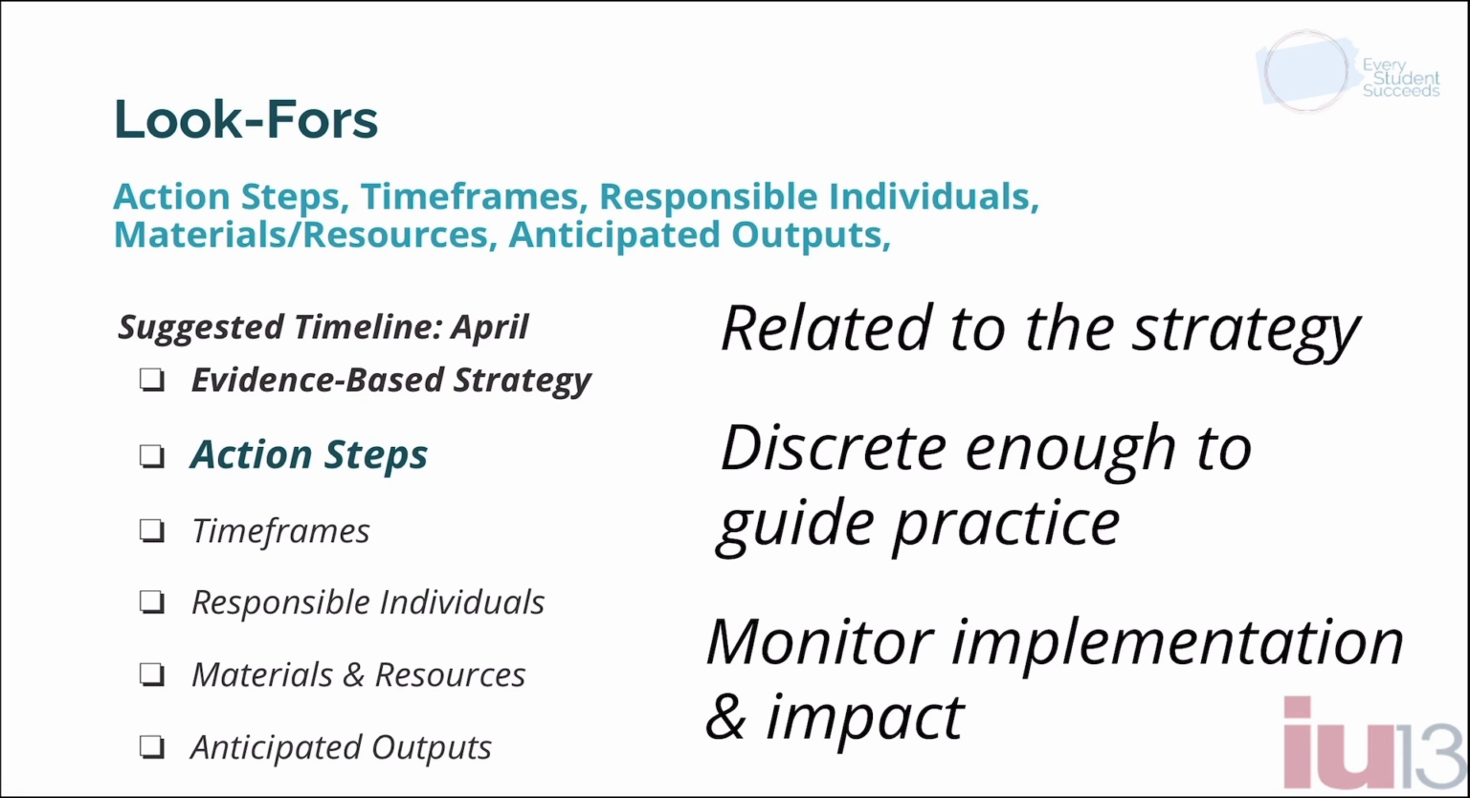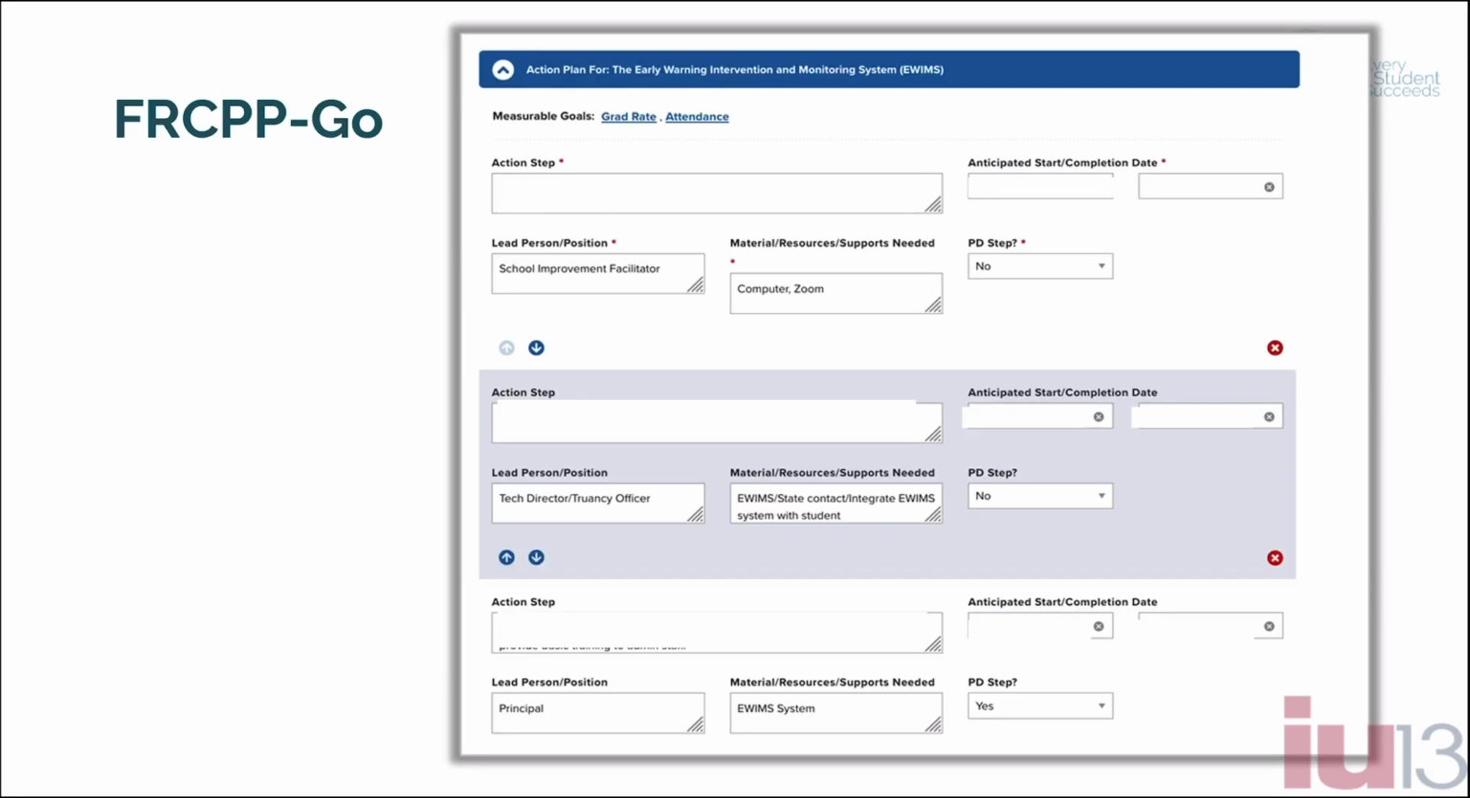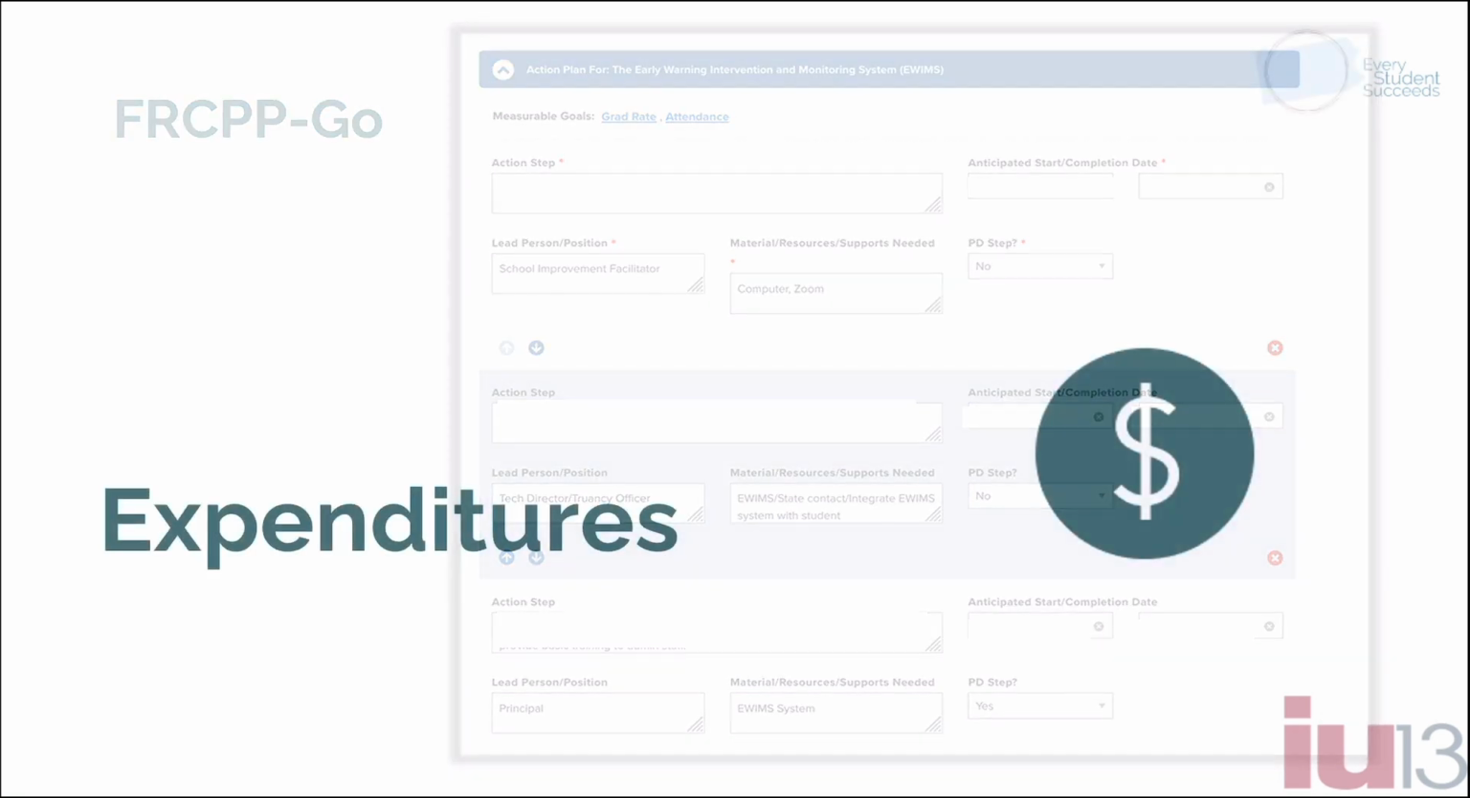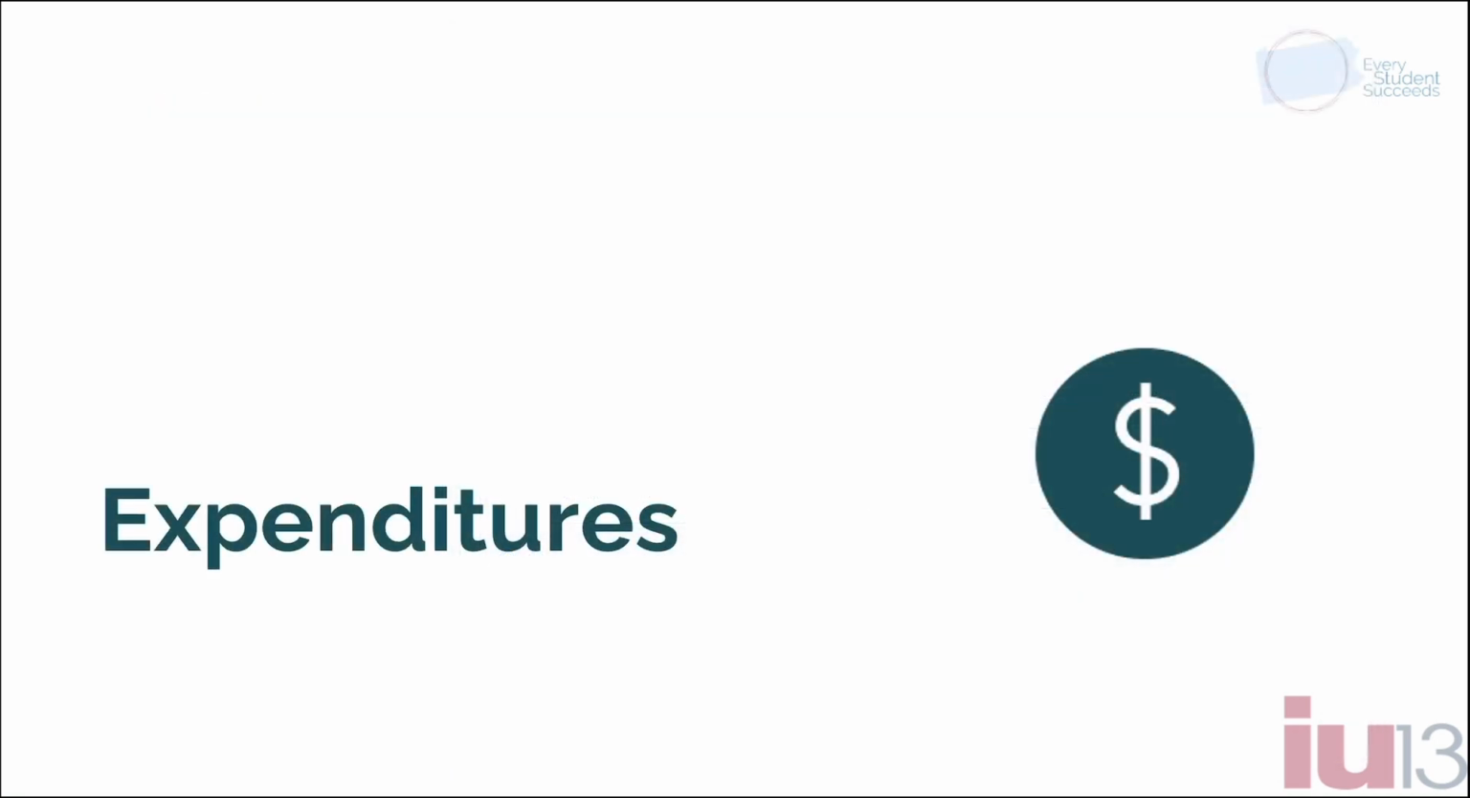Actions and systems that are needed to monitor both the implementation and the impact of the strategy are also included in the plan. Within the portal, teams will add each action step along with timelines, which shouldn't be year-long, materials, resources, which will inform the new expenditures section, responsible person, a variety of roles should be listed here, not always the school leader, and an indication that professional learning is needed for the action step to be implemented with high quality. There is a new expenditures section in the portal.